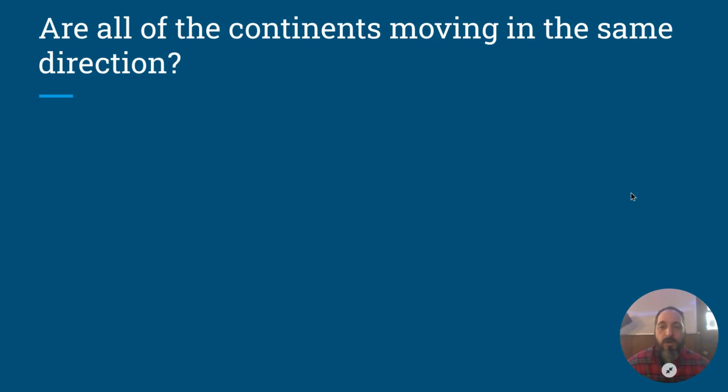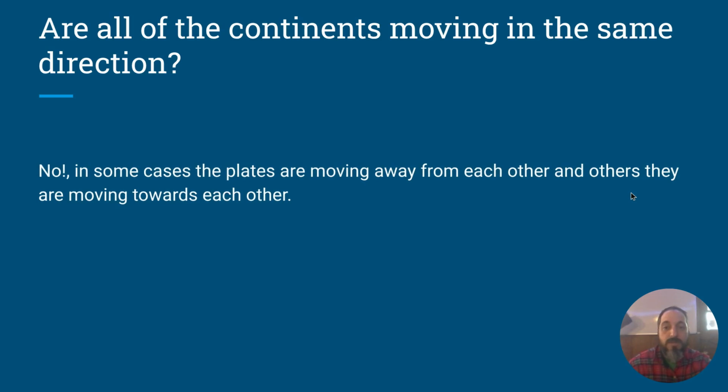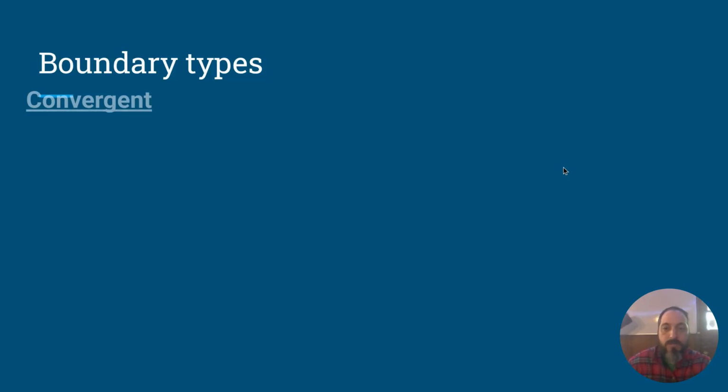All right, are all of the continents moving in the same direction? No, in some cases, plates are moving away from each other and others are moving towards each other. And we're going to talk about what each of these different boundaries entails. So here, let's look at our different types of boundaries.